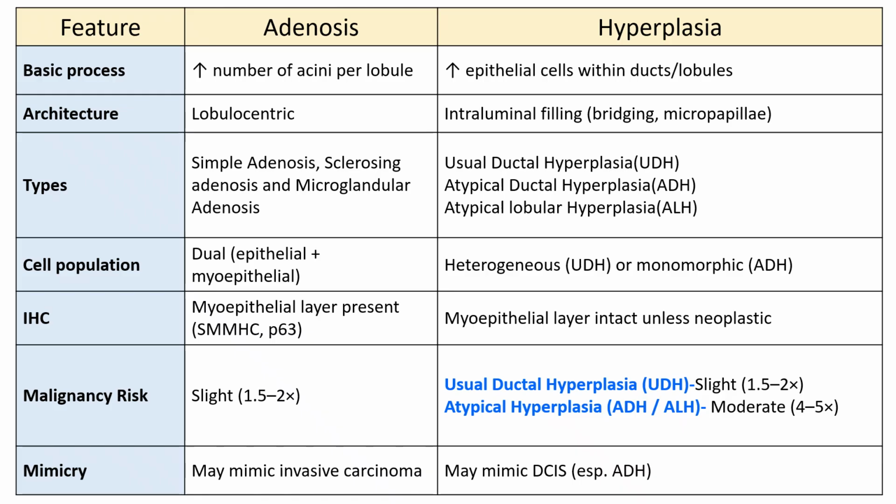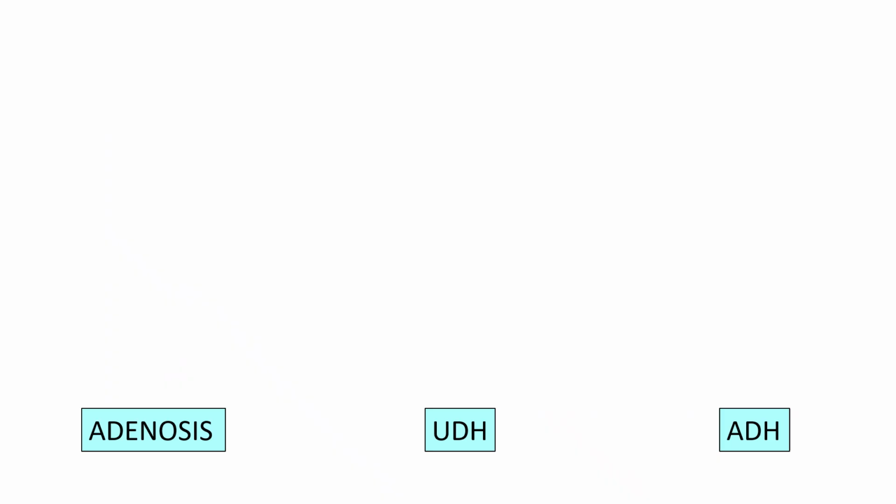Malignancy risk in adenosis: there is a slight increased risk, that is 1.5 to 2 times. In UDH, it is also slight, that is 1.5 to 2 times. But in ADH or ALH, it is a moderate risk, that is 4 to 5 times increased risk of breast carcinoma. Adenosis may mimic invasive carcinoma even though it is a benign lesion. It has to be differentiated from carcinoma. In hyperplasia, it may mimic DCIS, especially atypical ductal hyperplasia.